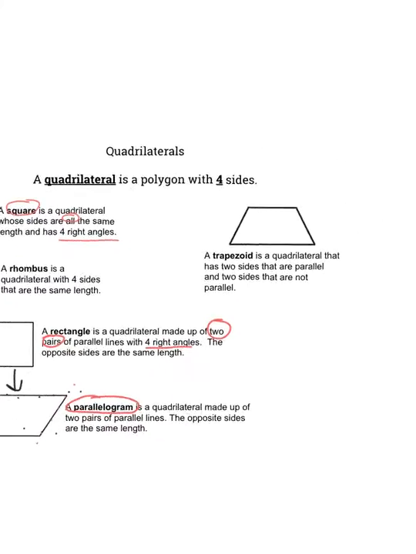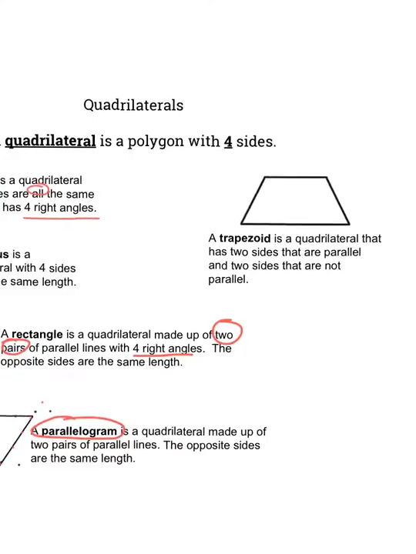And the last one we're going to look at is a trapezoid. So a trapezoid is a quadrilateral that has two sides that are parallel and two sides that are not parallel. And you can see them right here. This side is parallel to this side, but the other two sides are not parallel. In fact, this side and this side will eventually intersect.